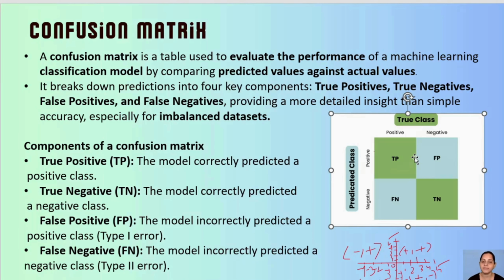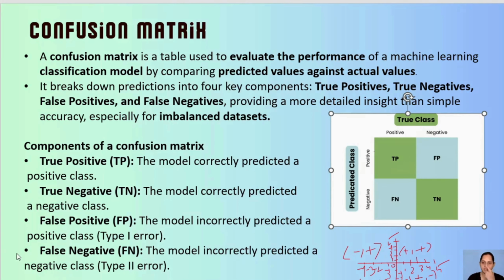Then false negative, that means the model is incorrectly predicting a negative class. That means it's a type 2 error. So this is how your confusion matrix is presented. Just remember these quadrants: false positive on this side, true positive, false negative, true negative, right?